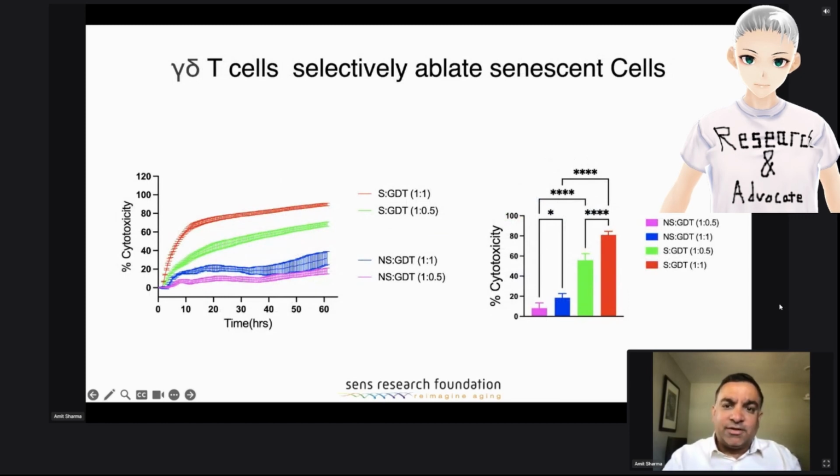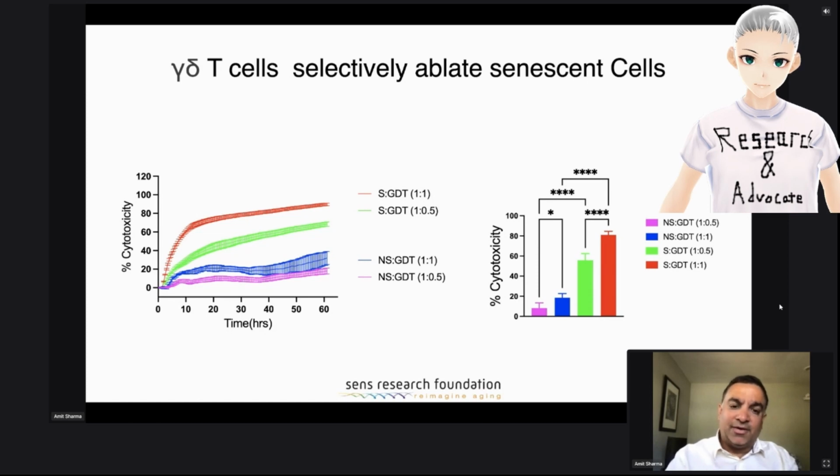And when we co-cultured this population of gamma delta T cells with senescent cells, we found they were very effective. If you remember, we showed NK cells can recognize senescent cells and kill them, but the cytotoxicity was about 40 to 50% at a 1-to-1 target to effector ratio. But gamma delta T cells seem to be very effective. They're almost as effective in killing senescent cells even at half the number of targets.